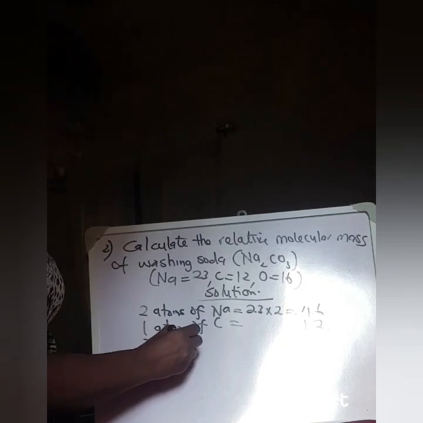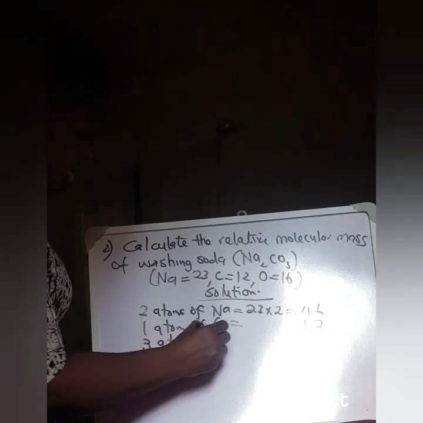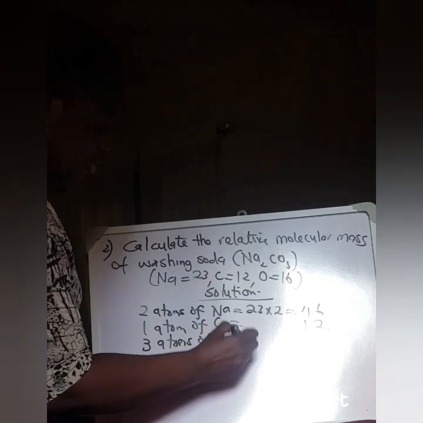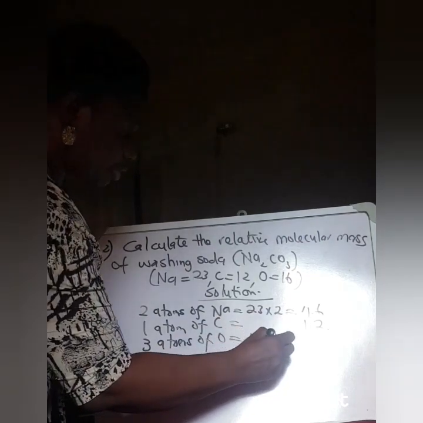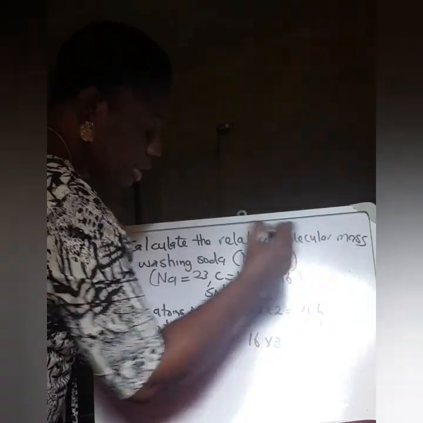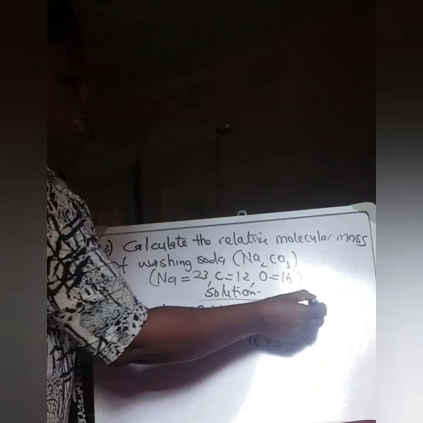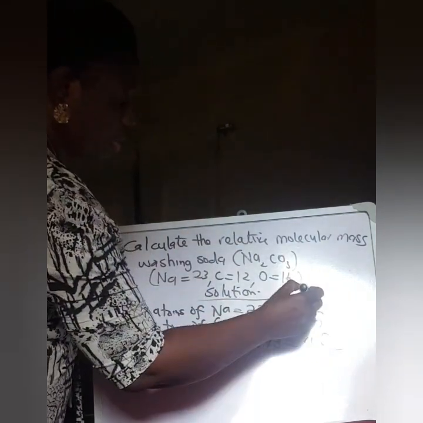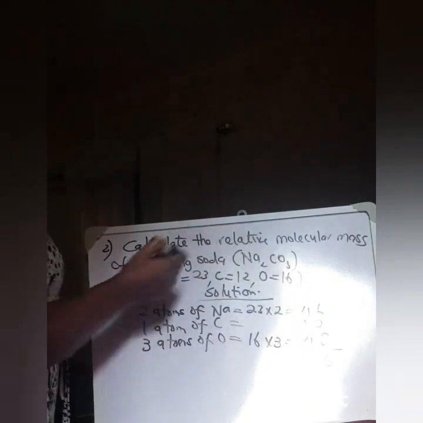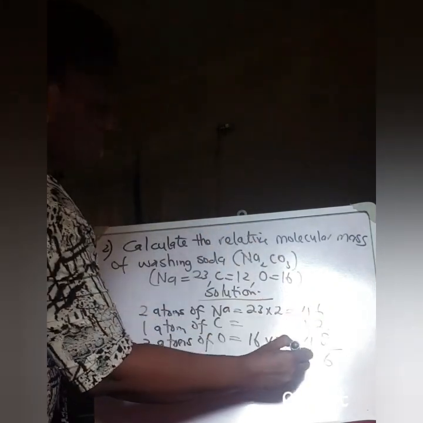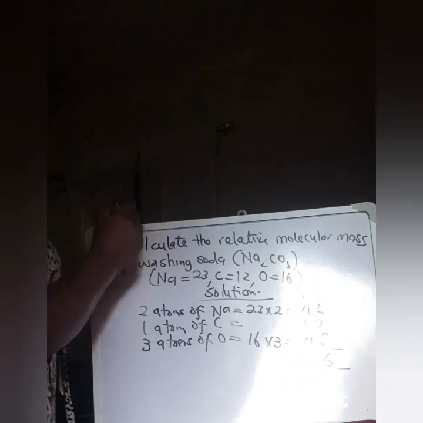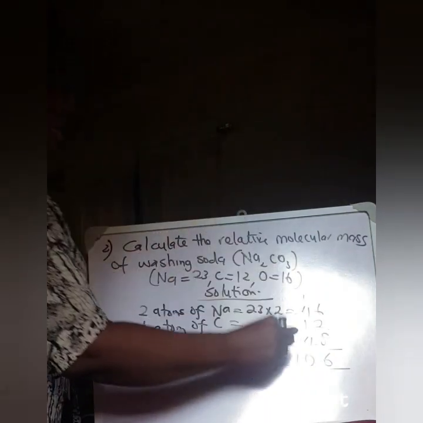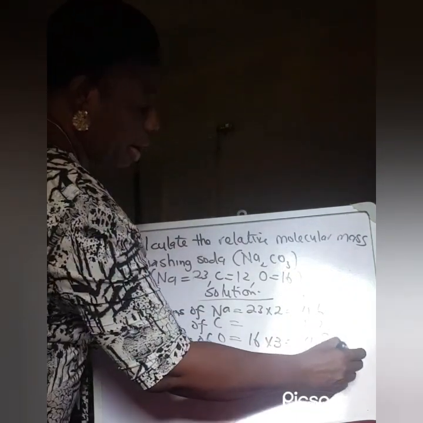3 atoms of oxygen will give us 16 times 3, which will give us 48. We now add them up. 6 plus 2 is 8. 8 plus 8, 16. Write 6 and you carry 1. 1 plus 4, 5, plus 1, 6, plus 4, 10. So the relative molecular mass of washing soda is 106 gram.